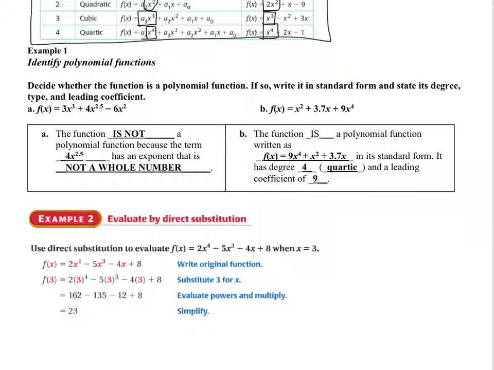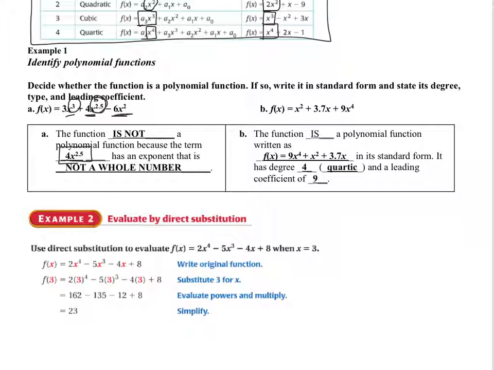Let's look at identifying polynomial functions. We need to decide whether the function is a polynomial function, and if so, we'll want to write it in standard form. First, we look at each term and see what its exponents are: a whole number, not a whole number. This is not a polynomial function because 2.5 is not a whole number. All the exponents have to be whole numbers for it to be a polynomial function.